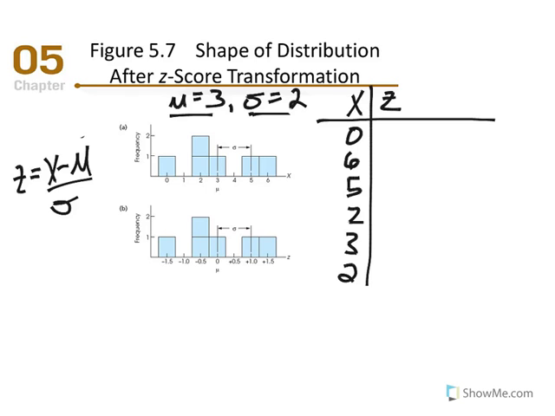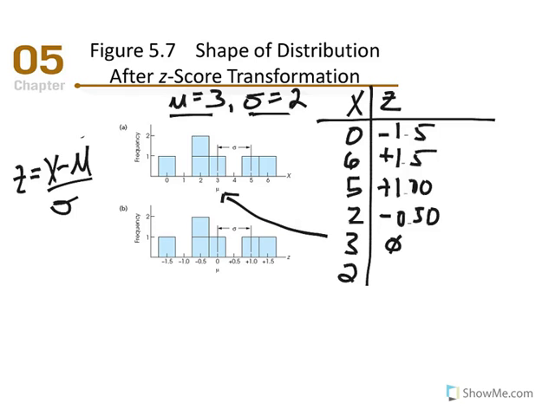So the first one, a score of 0. So 0 minus 3 divided by 2 gives us negative 1.5. A score of 6 minus 3 divided by 2 is equal to 1.5. And then we take 5 minus 3 and divide by 2, and we get positive 1. 2 minus 3 divided by 2 gives us negative 0.5. And 3 minus 3 divided by 2 gives us 0. And again, that's the score which is also reflective of the mean, so that should ring a bell. And then 2 minus 3 divided by 2 gives us negative 0.5.